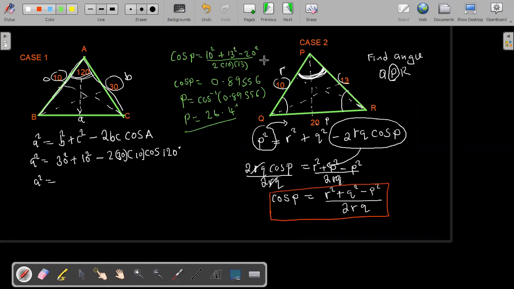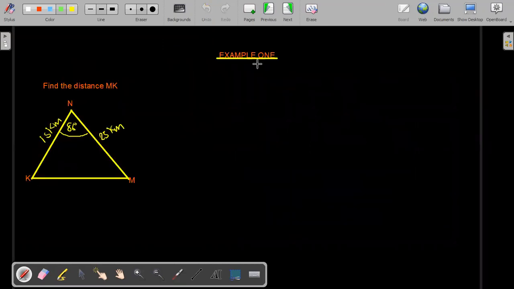All right, so we shall look at examples now to find the missing side and the missing angle using the cosine rule. So now, using the cosine rule, we have this first example here. We have this diagram, which is telling us we have triangle KNM, and we are being asked to find the distance MK. How do we go about that one?